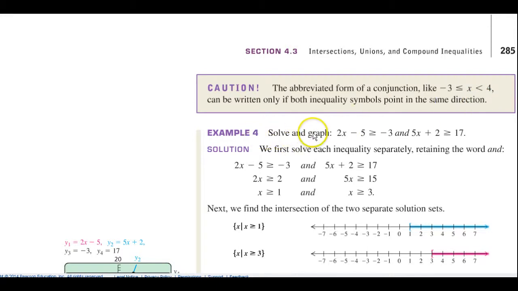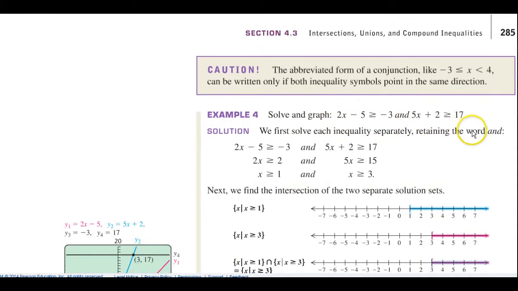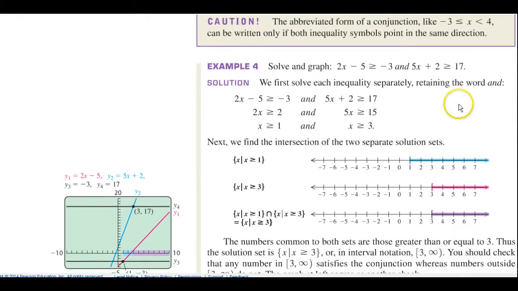So solve and graph this and this. So another example. Well, here we can solve them individually and would use the rules we had in 4.1. Here x is greater than or equal to 1. Here it's x is greater than or equal to 3.